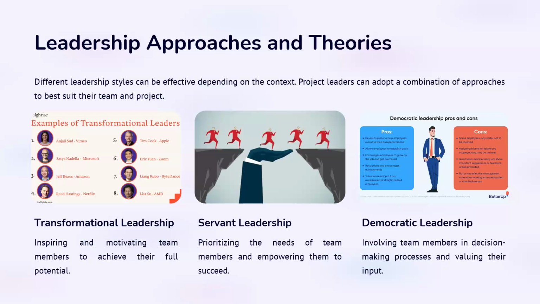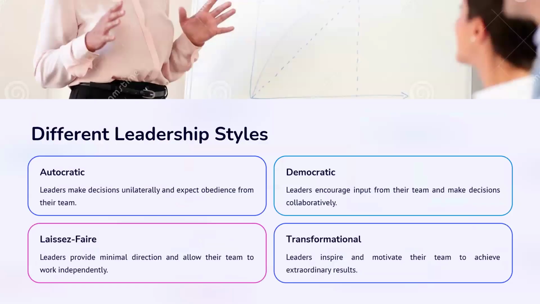And democratic leadership is involving the team members in the decision making process and valuing their input. So, making the team members participate in the decision making process. Nowadays many leaders follow this process, especially in organizations. And other than that, we have more autocratic leaders. Autocratic, we know very well, is a kind of dictatorship. They make decisions unilaterally and expect obedience from their team.